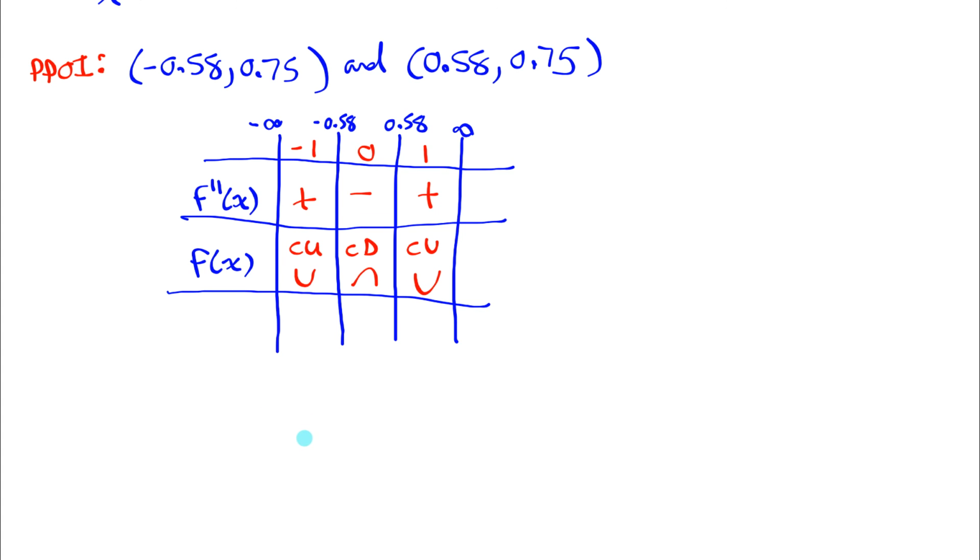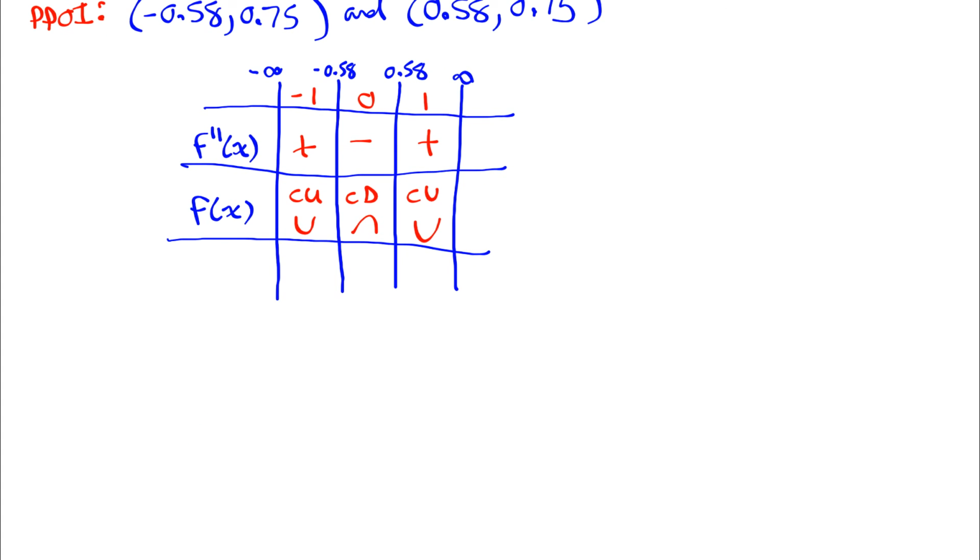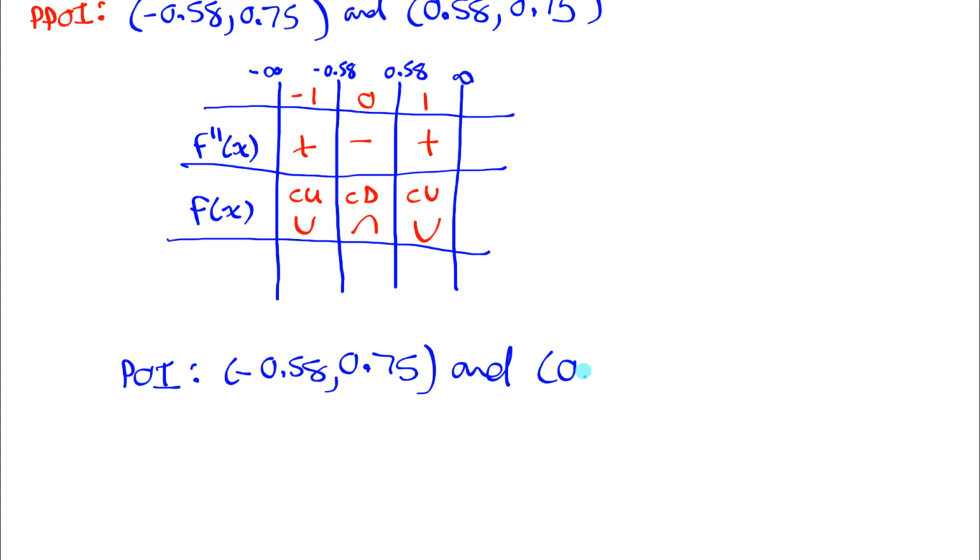Since there's a change of concavity around each of the x values of the critical points, right, it switches from concave up before negative 0.58 to concave down after. Since there's a change in concavity, we know that at negative 0.58, it's a point of inflection. So there are points of inflection at negative 0.58, 0.75, and at 0.58, 0.75.